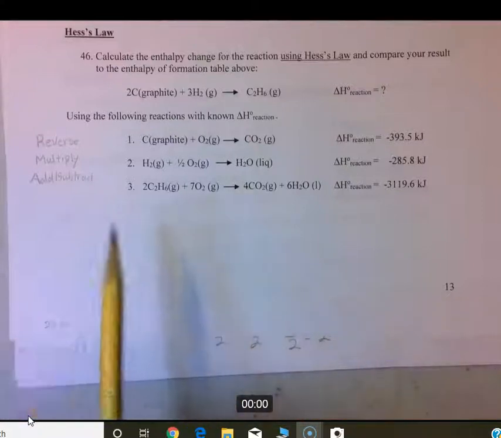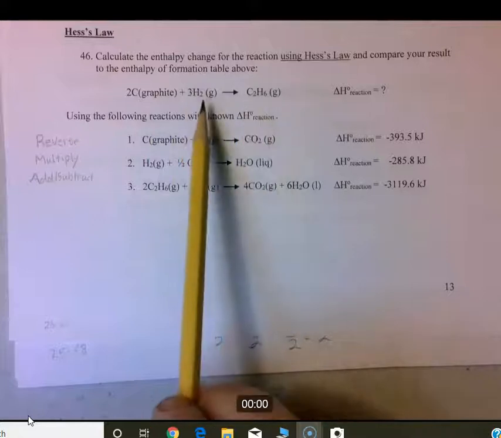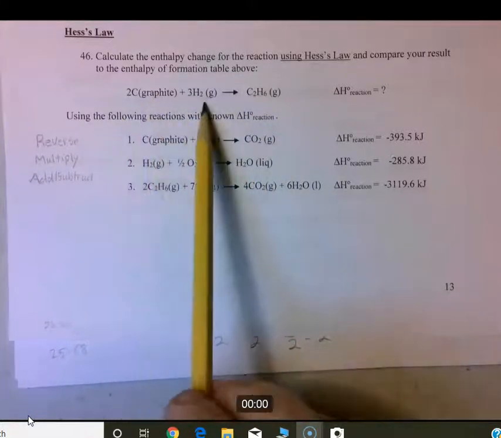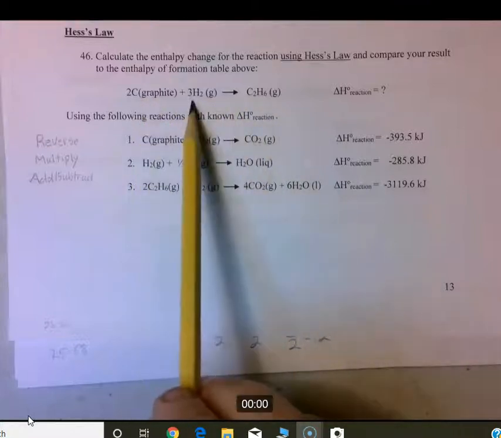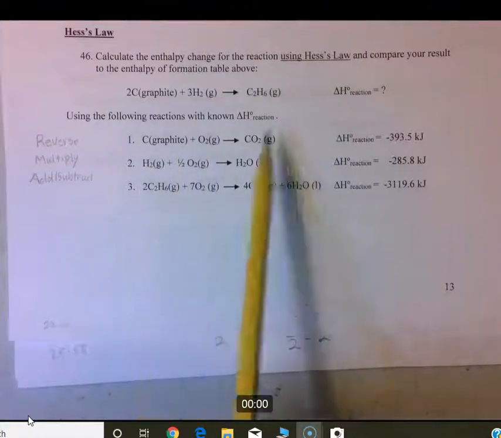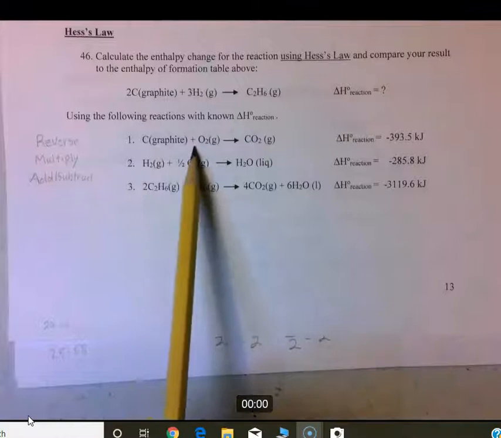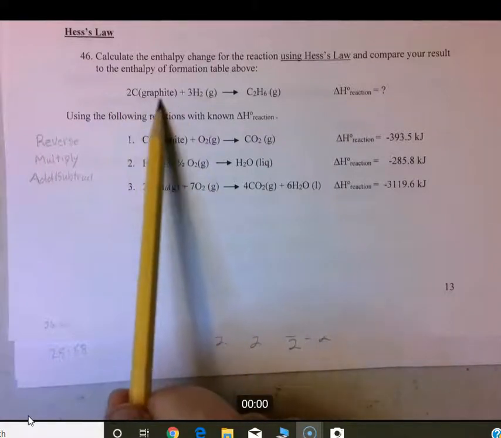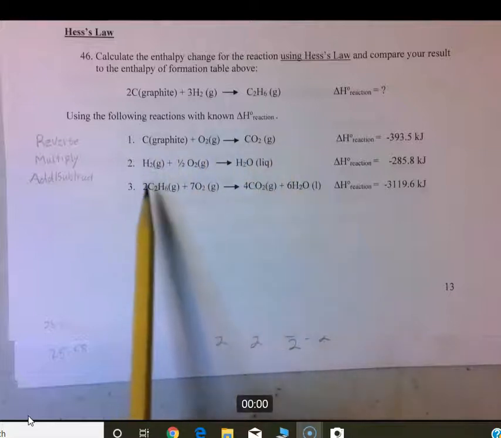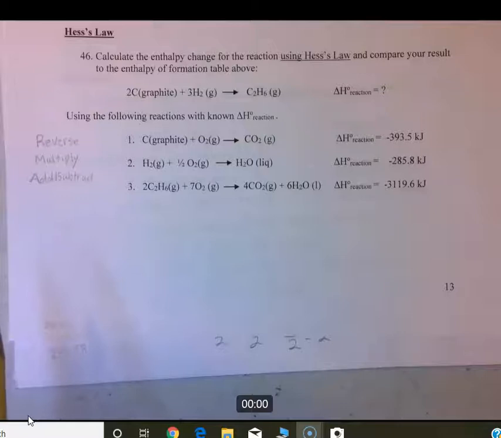So what you do, the strategy for this, is you look up here at the target equation. This is what you're trying to create. And you pick one of these and you find one of these, the target, that appears only once down here in these 3 equations. So let's go ahead and take graphite. Graphite appears in our final equation. It only appears in this equation number 1. We don't see it anywhere else. It's just pure carbon. So we're going to start with that one.